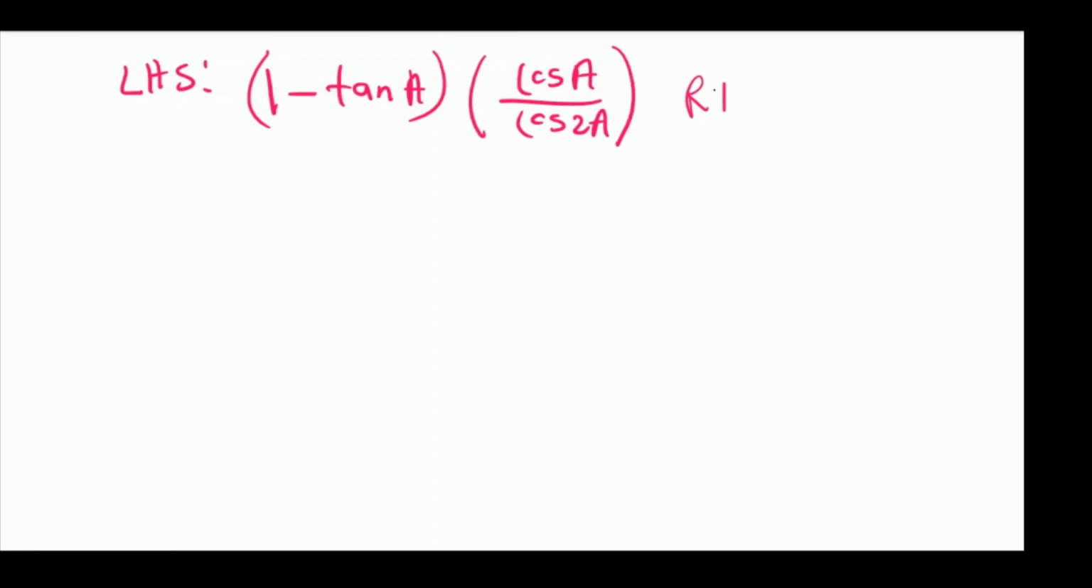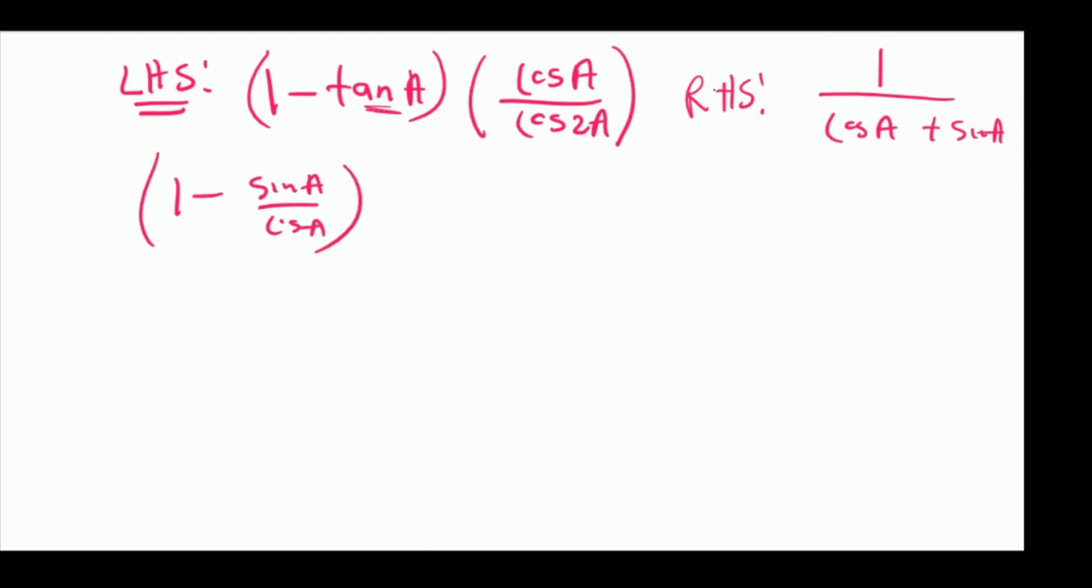And the right hand side that we are trying to prove to be equal to is 1 over cos of a plus sine of a, right? So you're just going to use this left hand side to solve the problem. What you're going to do is first change this tan into 1 minus sine of a over cos of a. So that's one of the identities, multiplied by cos of a over cos of 2a, right?